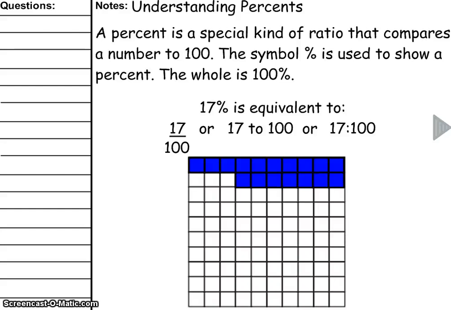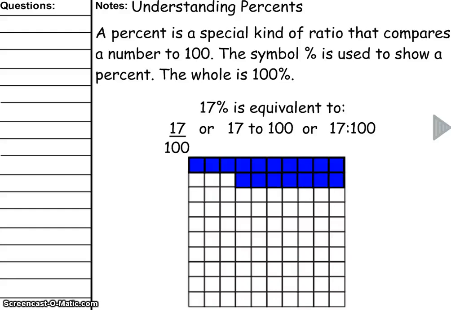Understanding percents is the first section. We're going to try to understand what percents are by looking at models. So here we have 17%. Well, a percent is a special kind of ratio, which is compared to 100. The symbol that you see is what we use to show percent. So 17% is equivalent to 17 to 100, and these are the three different ways to write those ratios.